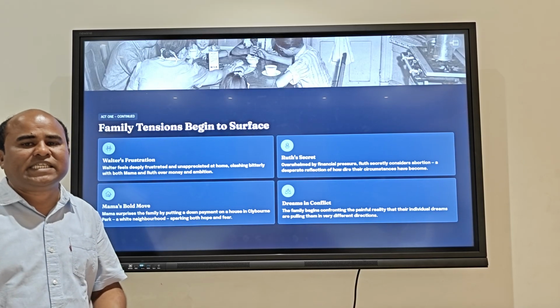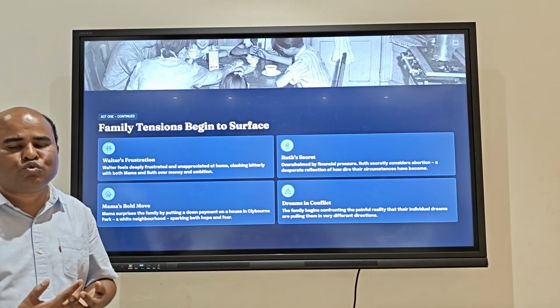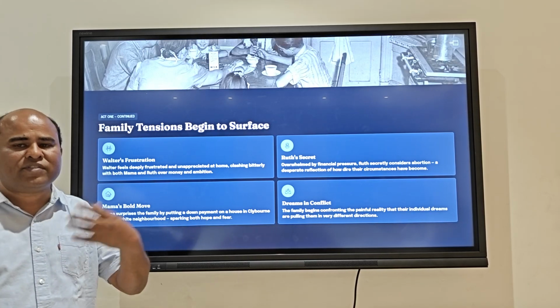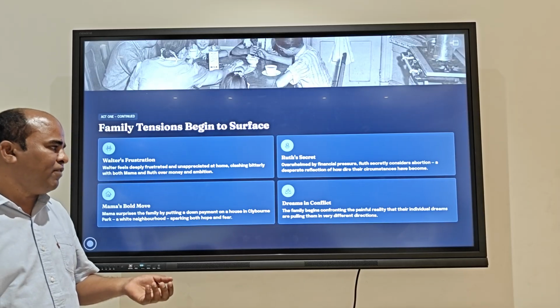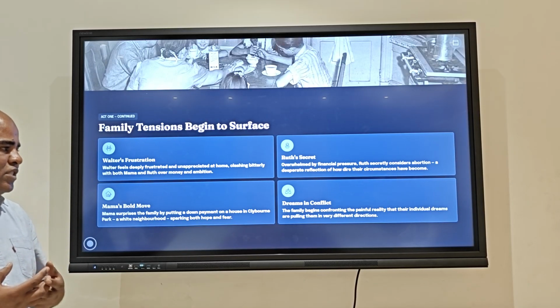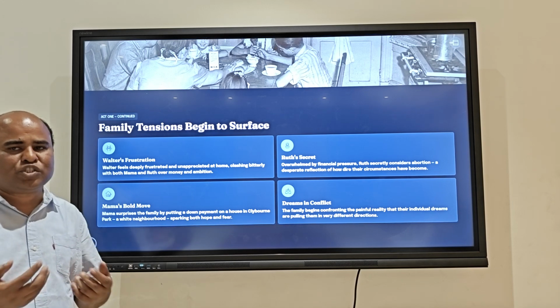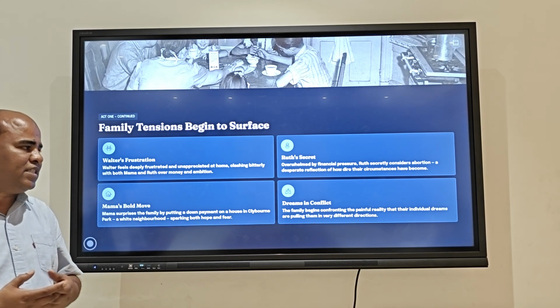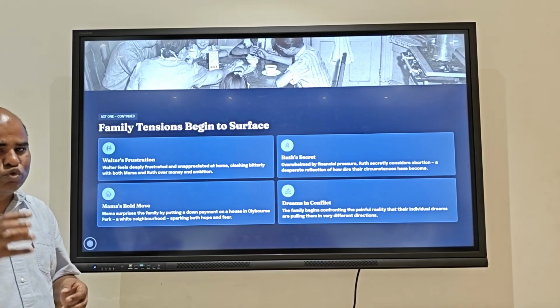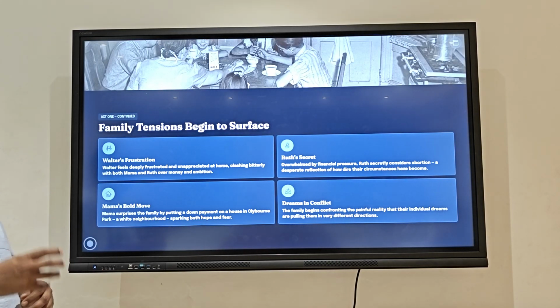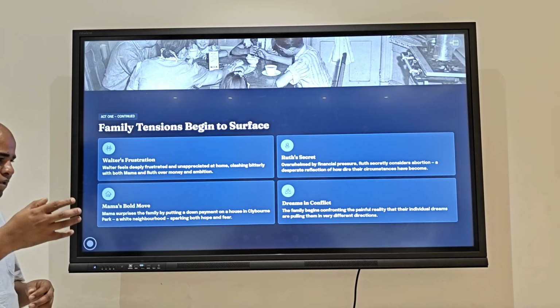Because as it is, the family is undergoing huge financial distress, and she does not want another unhappy person in the family, and that is why she is secretly considering abortion, a desperate reflection of how dire their circumstances have become. So that also adds to the tension, which rises up in the play.